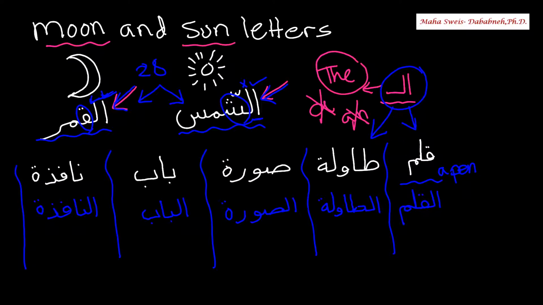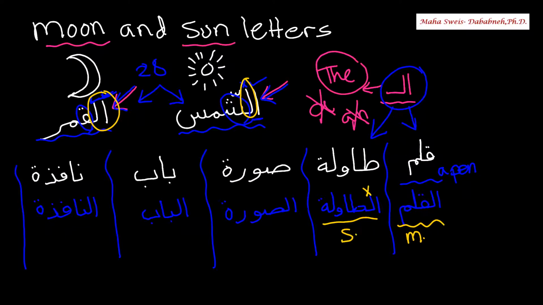Anytime I do not pronounce lam, it's shamsi, it's sun letters. Anytime I pronounce alif lam, we call them moon letters. When I say al-qalam, it's moon. When I say at-tawila, I'm not pronouncing lam, that means sun.